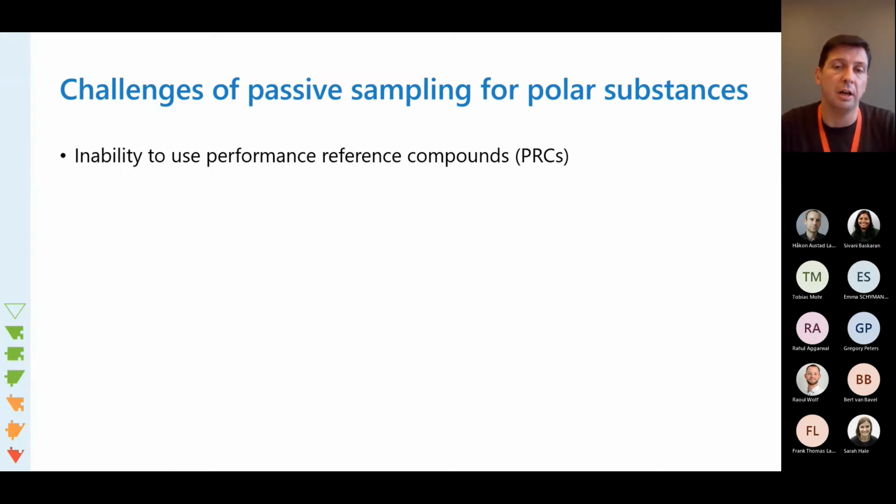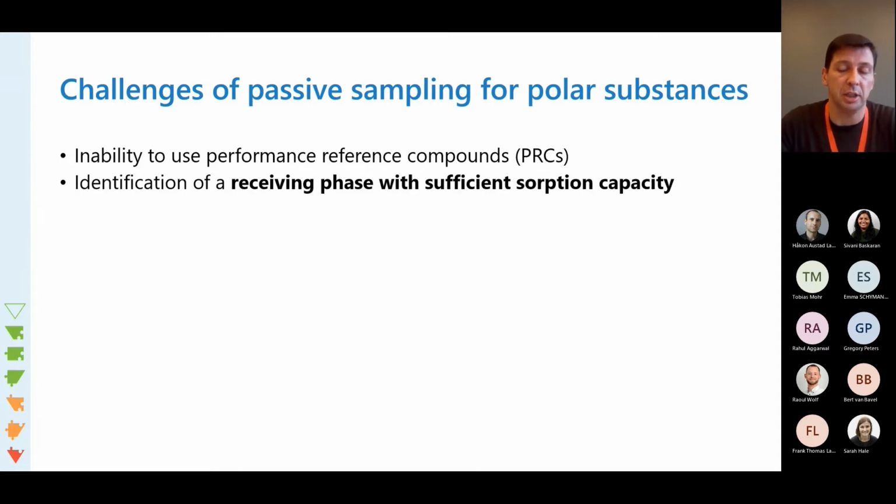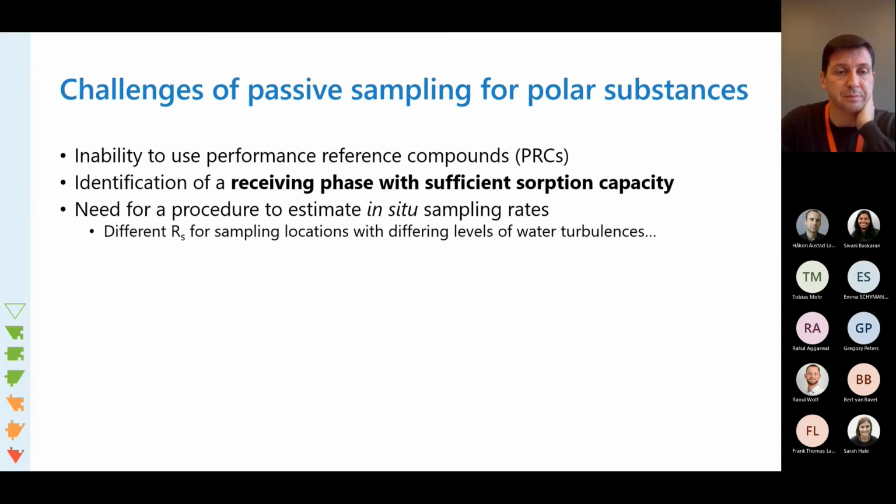Because of the way the samplers for polar chemicals work inherently differently, it's not really possible to use them, and in that case we can't actually know in situ what the sampling rates are. Then in some cases, especially for the very polar substances, things like glyphosate and some of the compounds we are working with here, the challenge is even to find a receiving phase that has a sufficient sorption capacity.